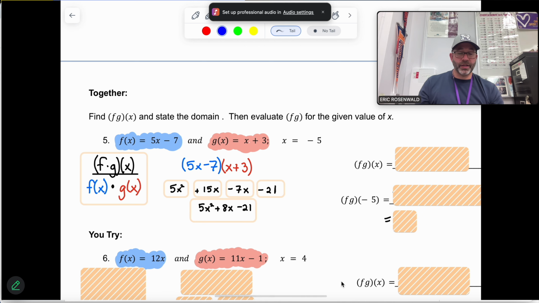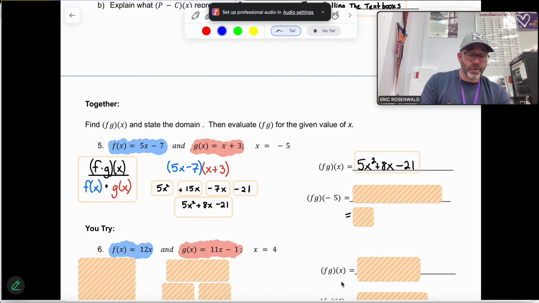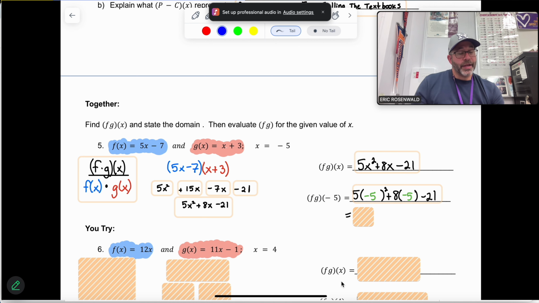Put your like terms together. We have 5x squared plus 8x minus 21. They say, let's evaluate this when x is negative 5. So we're going to take our x, and in place of x, we're going to go ahead and put what x is now equal to, which is negative 5. And then simplify this with your calculator. We end up with 64 for the overall answer there.